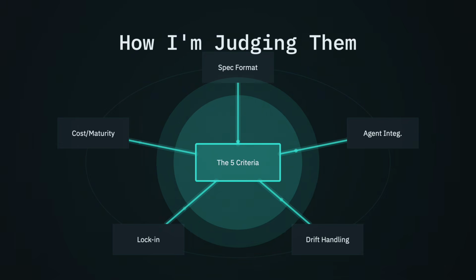Here's how I'm judging them, on five criteria, one round each. Round 1, spec format, what the requirement file actually looks like. Round 2, agent integration, how many coding agents plug in and how. Round 3, drift handling, what happens when the code and the spec disagree, which is the differentiator that matters most in practice. Round 4, lock-in, what it costs you to leave. And Round 5, cost and maturity, what you pay and how battle-tested each project is. Five rounds, one scorecard at the end.